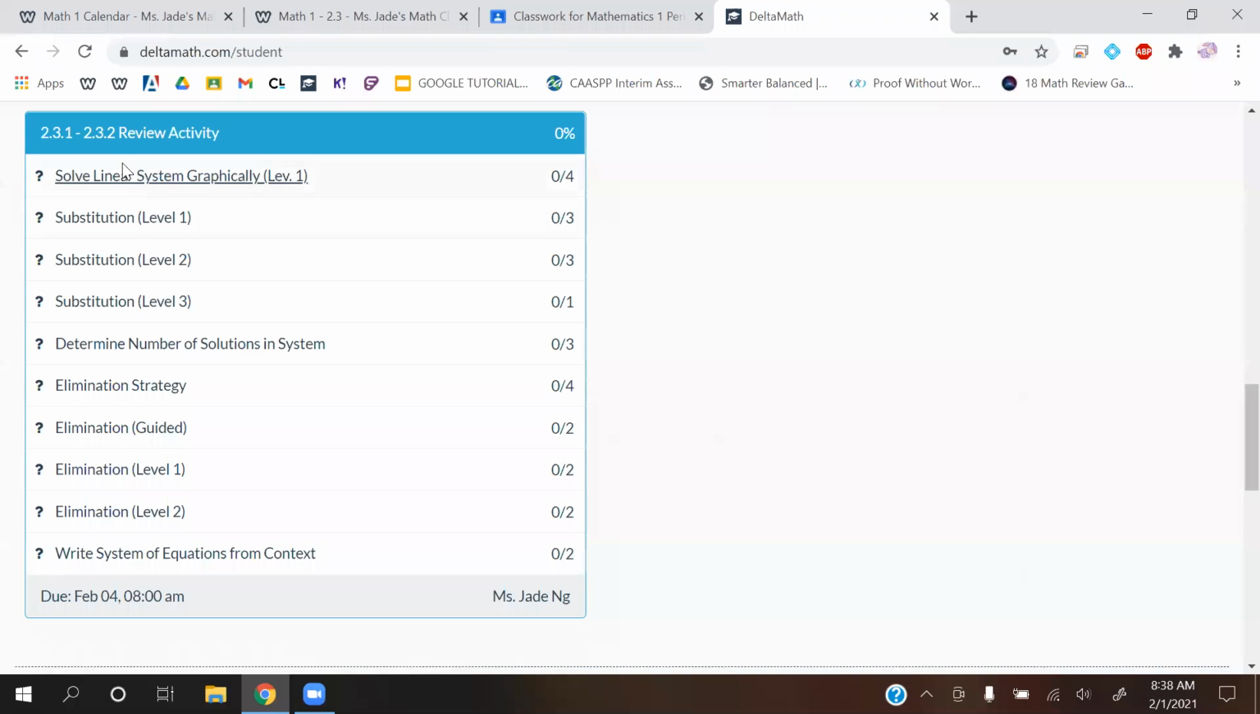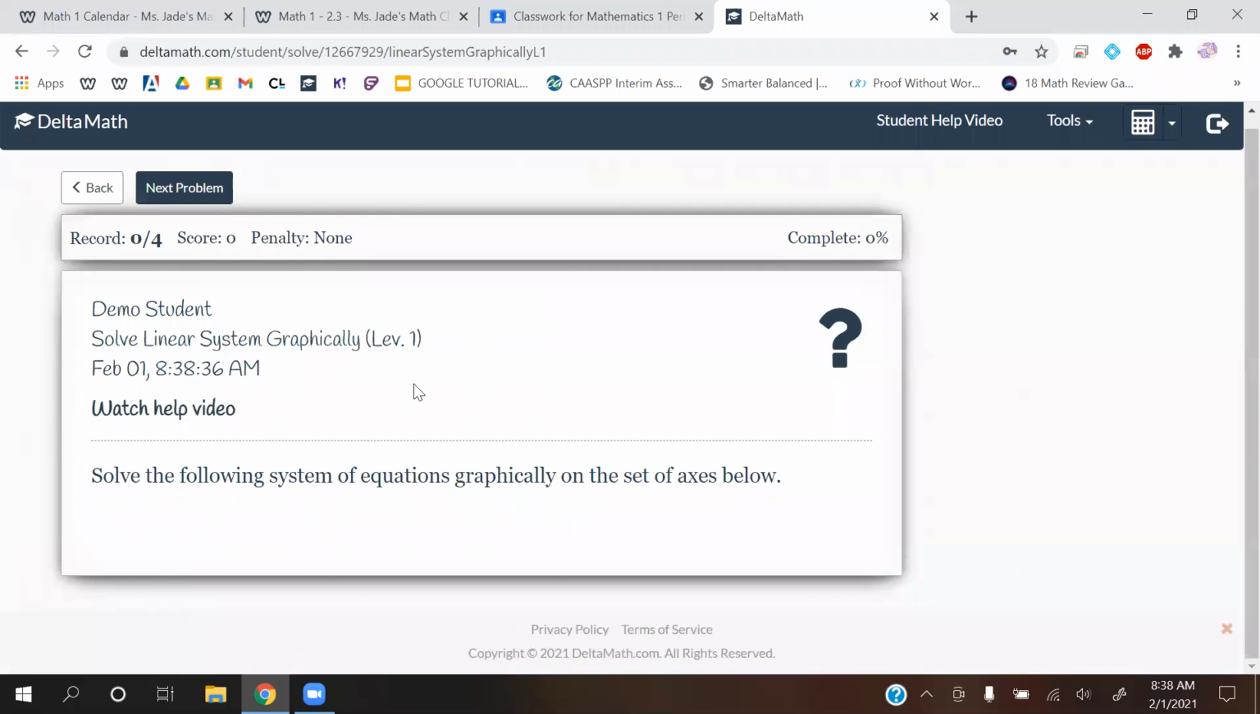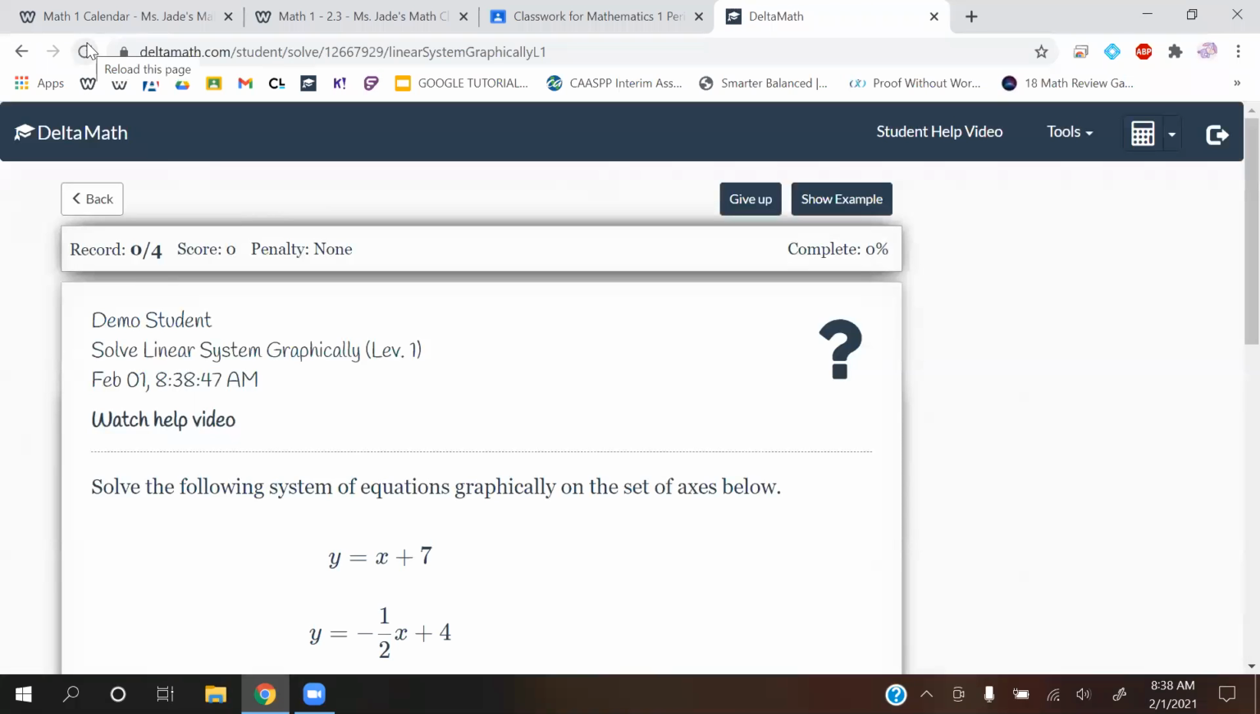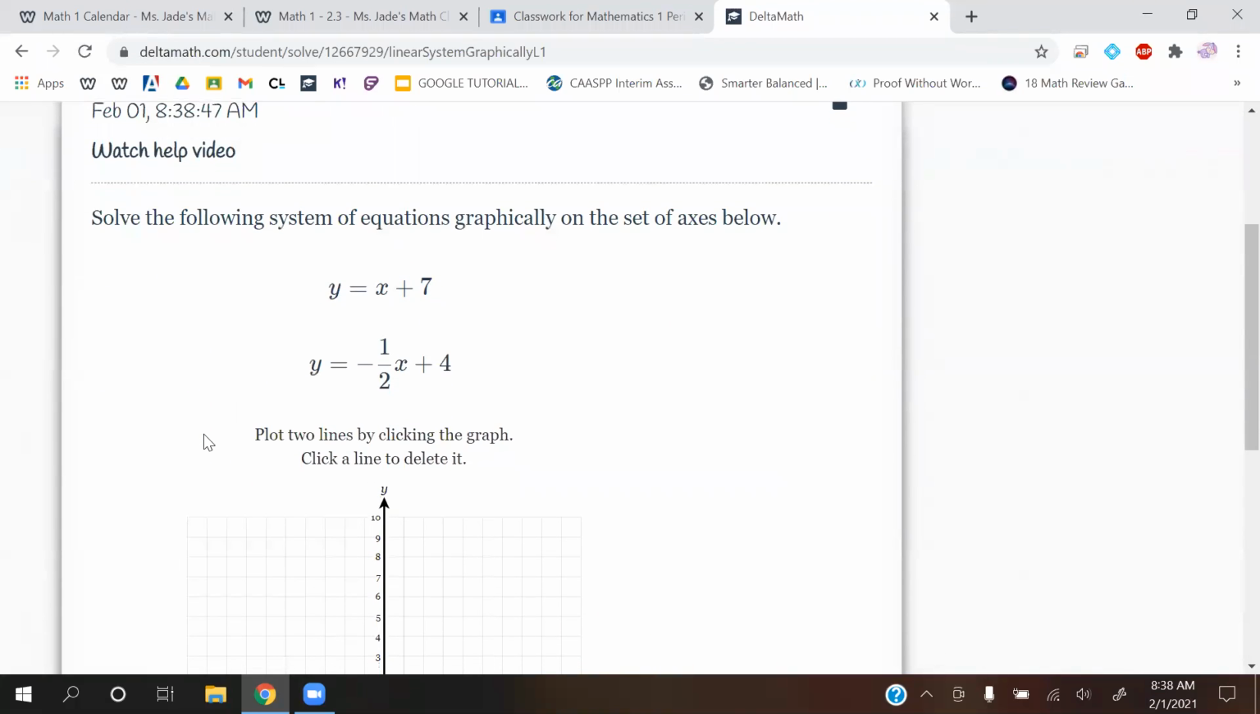So here on our Delta Math assignment, we have solve linear systems graphically, level 1. So I'll click that. It should load actual equations. Let me refresh it. Please tell me Delta Math's working right now. There we go. Okay, so solve the following system of equations graphically on the set of axes below.